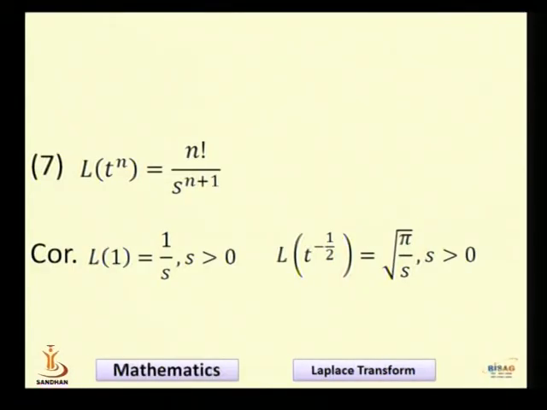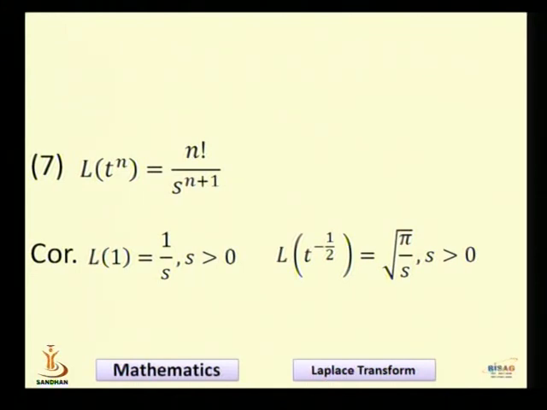Now from this formula we will derive two corollaries. We have Laplace of t raised to n equal to n factorial upon s raised to n plus 1. We have derived this formula, and from this we will derive two corollaries, namely Laplace of 1 is 1 upon s, and Laplace of t raised to minus 1 half equal to square root of pi upon s. First we derive Laplace of 1.